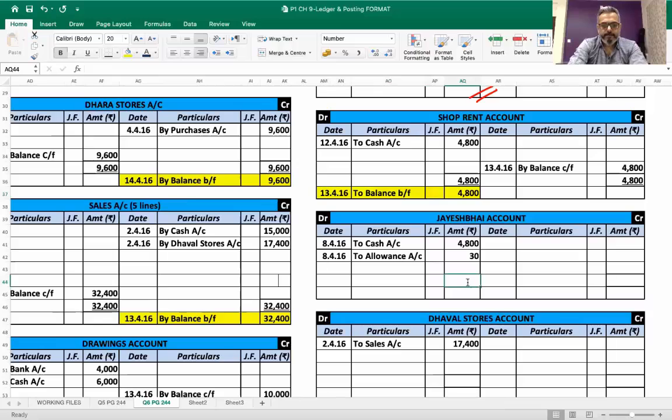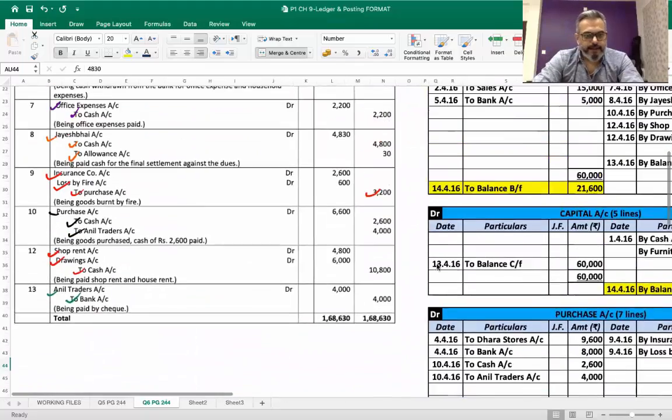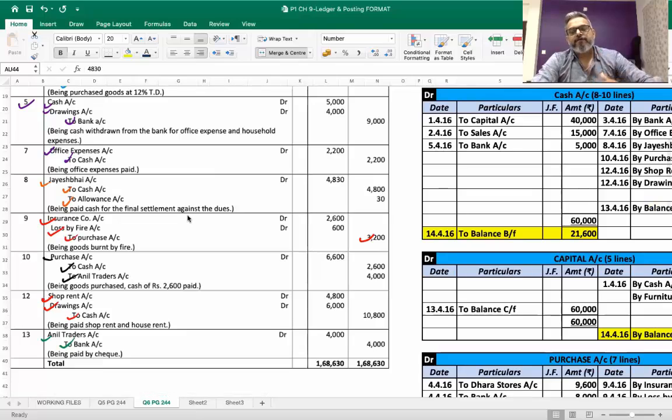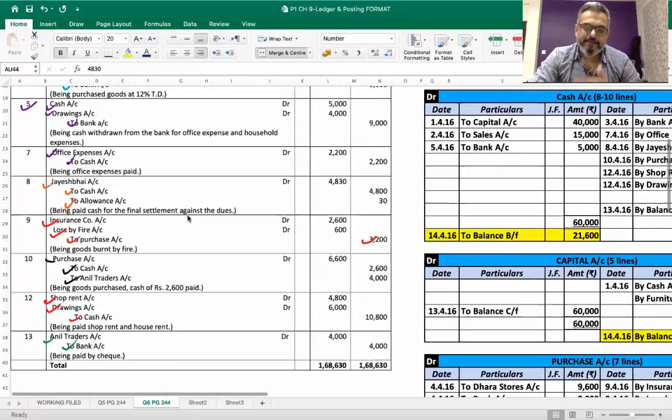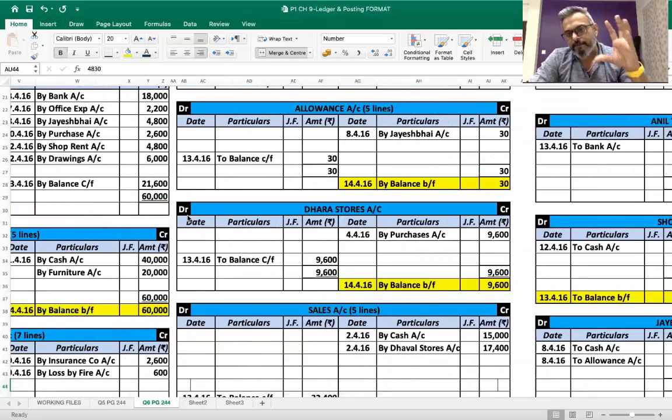Jayesh bhai, now these are just for practice, okay? Otherwise, here in the question it was given that Jayesh bhai, like settlement was done. So ideally his account should not have balance. But here because we are just practicing balancing and trial balance, we are doing the balancing. It's just an incomplete sum which is given to us. We are just practicing it.